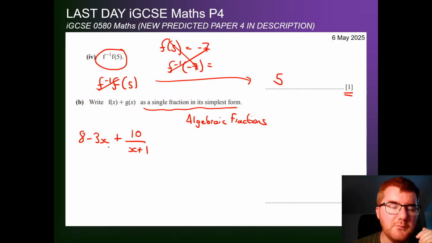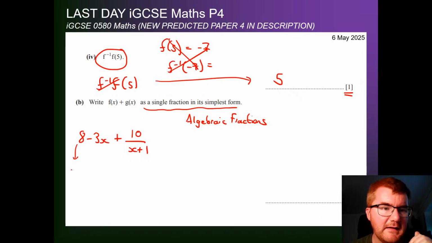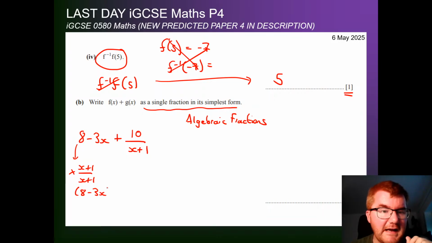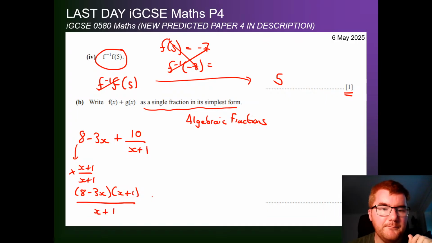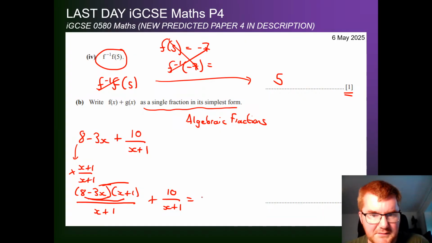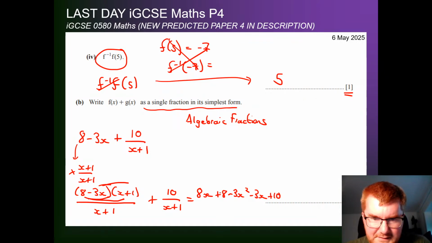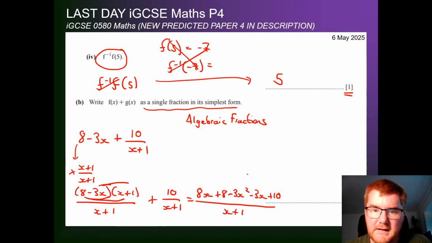Easiest way to do this is we can just take this part here and then just multiply by x plus 1 over x plus 1, top and bottom, because you're essentially multiplying by 1. So we get 8 minus 3x, x plus 1, over x plus 1, plus 10 over x plus 1. And we just use FOIL to expand out the bracket. So if we do that, we get 8x plus 8 minus 3x squared minus 3x plus 10 over x plus 1. And then we just tidy this up.